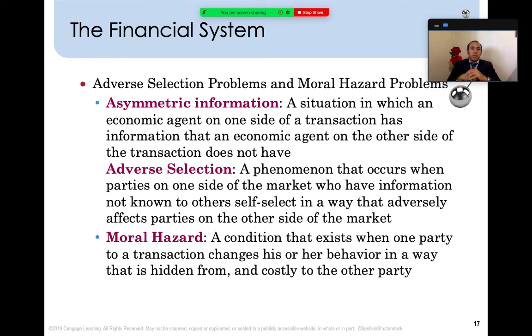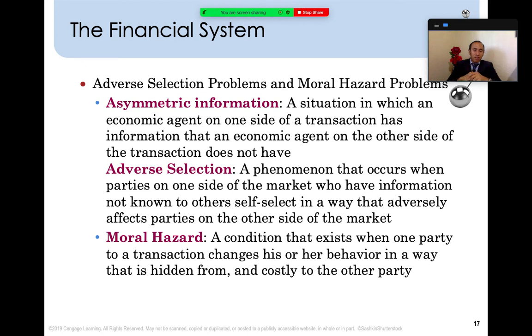Adverse selection is any phenomenon that occurs when parties on one side of the market have information not known to others, to other individuals, and it can have adverse effects on either member of the market.